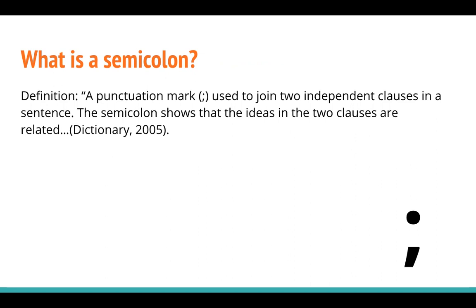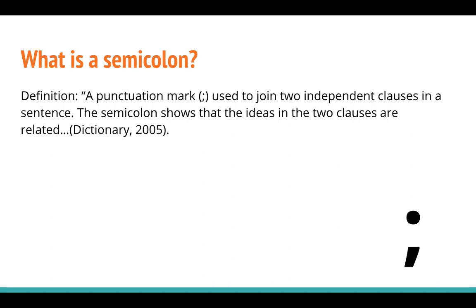So, what exactly is a semicolon? According to dictionary.com, the definition they stated was a punctuation mark used to join two independent clauses in a sentence. The semicolon shows that the ideas in two clauses are related. So, this is a really important fact.